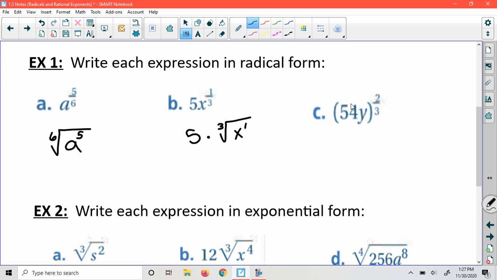And then on part C, 54y in parentheses, all to the 2/3 power. That 2/3 you got to remember from our last lesson, you got to distribute that in there to both of them. So it'll be 54 to the 2/3 power times y to the 2/3 power. And then you can change each one of those to radical form.